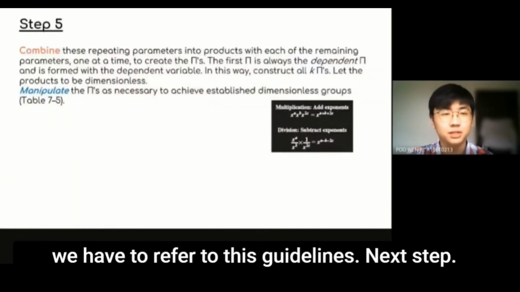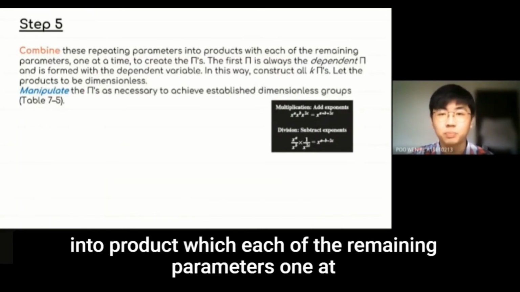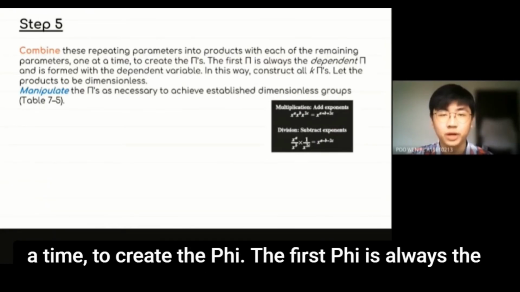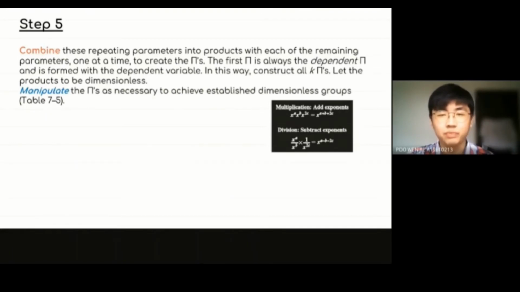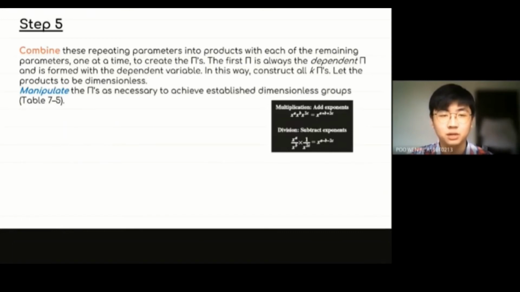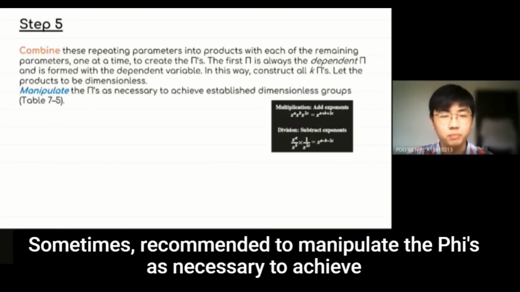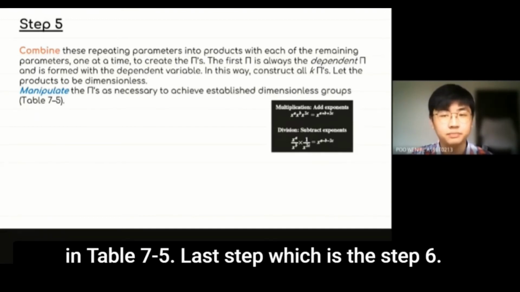Next, step 5. We have to combine these repeating parameters into products with each of the remaining parameters, one at a time, to create the pi. The first pi is always the dependent pi and is stored with the dependent variable. In this way, we will construct all k pis. Then, we have to let the products be dimensionless. Sometimes, we have to manipulate the pis as necessary to achieve the established dimensionless group as stated in table 7.5.